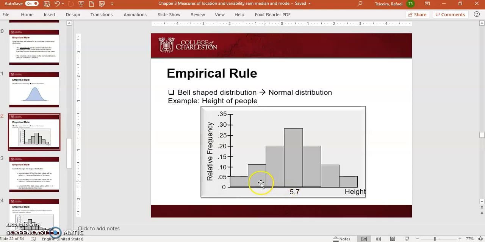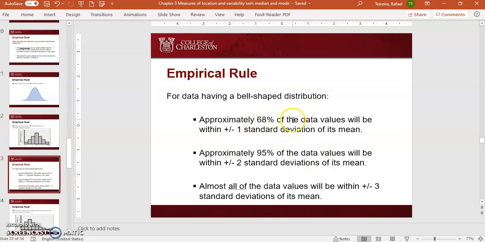So one standard deviation below the mean and one standard deviation above the mean, we have 68% of all data values. And two standard deviations from the mean, we have 95%. And three standard deviations from the mean, we have almost all the data.